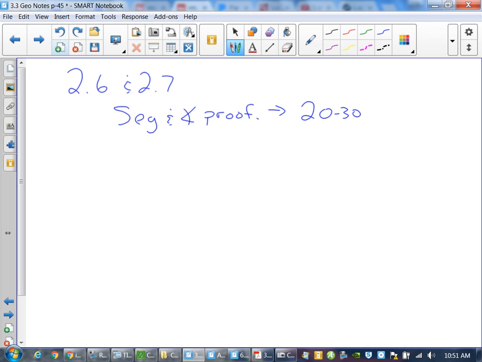We have done at least 20 to 30 different segment or angle proofs with midpoints, angle bisectors, things like that. We've done a ton of them, whether or not they are fill in the blank or on your own. There's a bunch of them. What I've done with the test then is that it's broken into basically 3 parts.